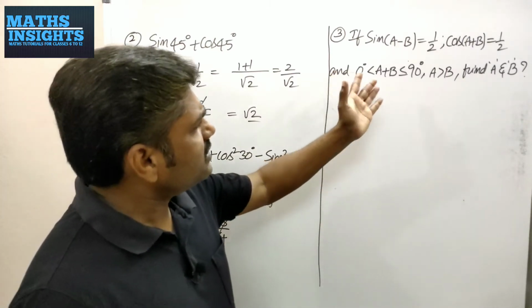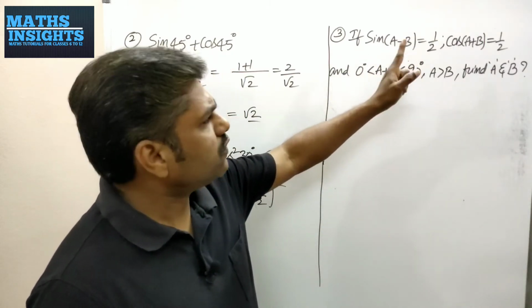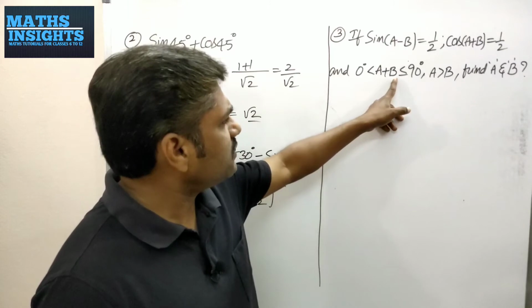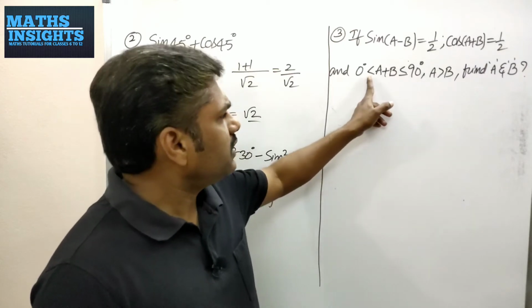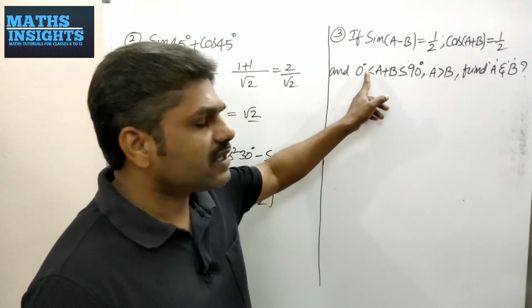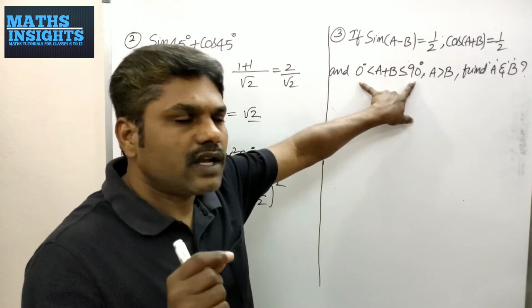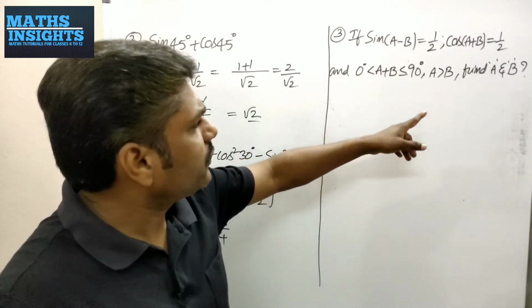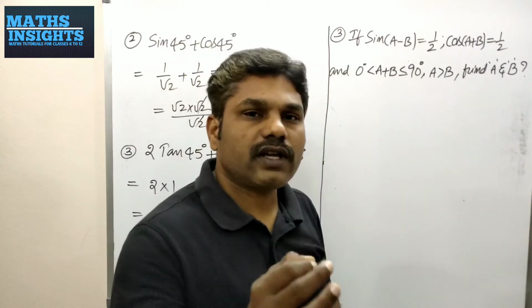Coming to the third problem, it is somewhat important but easy also. They have given sin A minus B is equal to 1 by 2, cos A plus B is equal to 1 by 2, and they are saying that the A plus B value is between 0 and 90 only, including 90. Here, if you observe, there is only less than, not less than or equal to. If there is less than or equal to also, you have to take this 0 and 90 and the angles between them, but only starting from greater than 0. And the value of angle A is greater than B, and they're asking to find A and B.